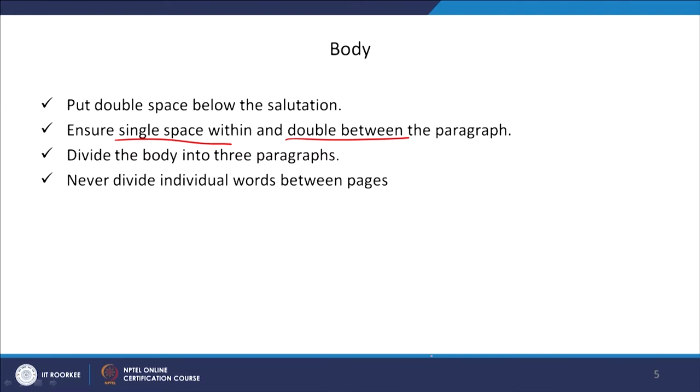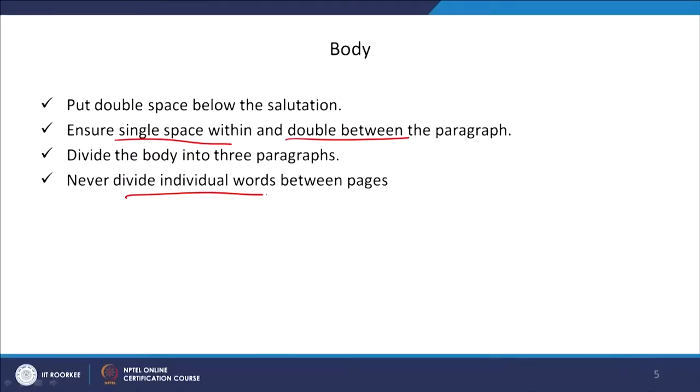Then the body, as I said, depending upon the content, you can divide into three paragraphs. And if you need to write longer, you can try to accommodate your content into three paragraphs. Sometimes it may go longer as well. But sometimes when the letter becomes longer, we come to a sentence and the last word of the sentence is still unfinished. So, what many people do is bring this last word to the next page. Now, this is not a good idea. Never divide individual words between pages. It is always better to try to come to the end of the sentence, so that the next sentence can begin from the next paragraph. It causes difficulty to the reader of the letter. Hence, as sincere letter writers and careful beings in the business world, you will see to it that you do not divide individual words between pages.